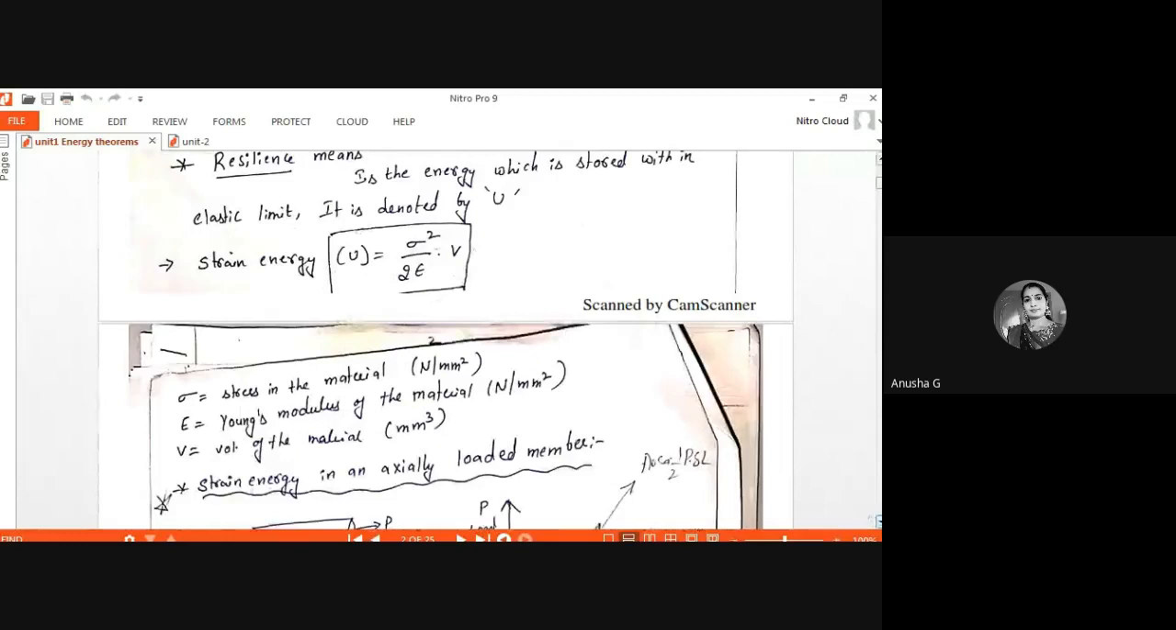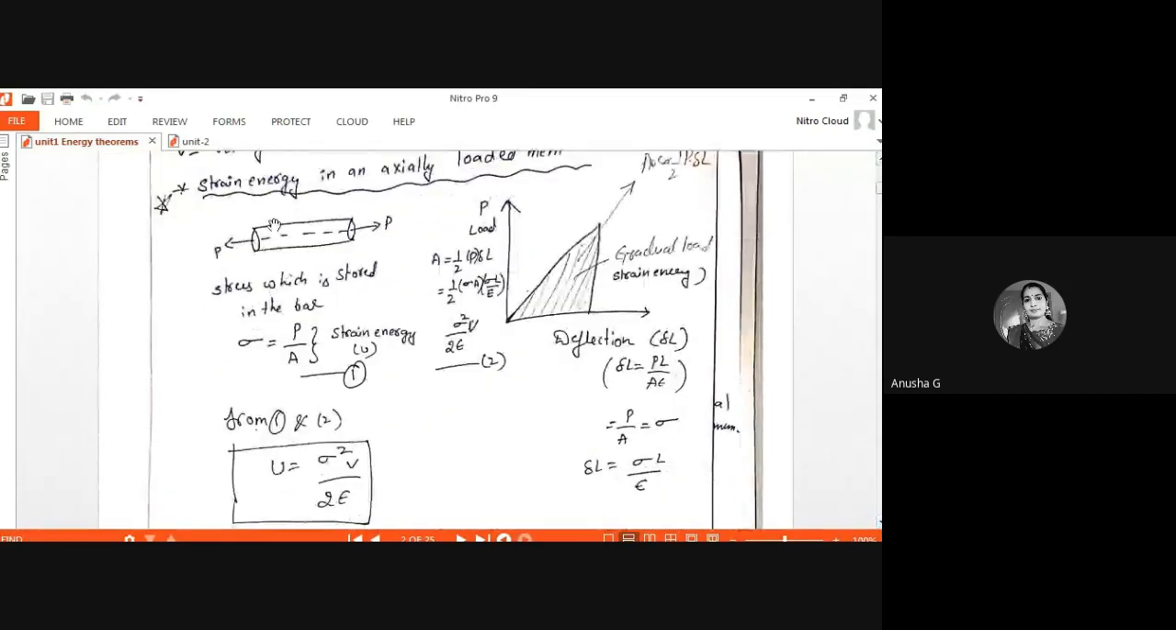Okay. First, draw this diagram. Consider a bar of length L, and a force P is applied here, that is, a pulling force. For this bar, first, all of you draw this diagram. For this diagram, write the first point. The stress which is stored in the bar, sigma equals P by A. Stress formula: stress is load by area. That is the first equation.